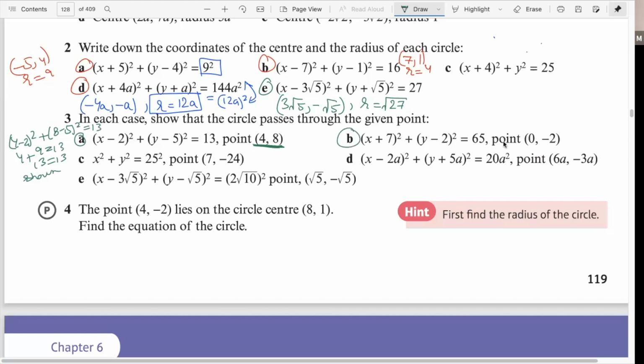Let's try this B part where x is 0 and y is minus 2. So when x is 0, you get (0 plus 7) whole squared. Y is negative 2, so (negative 2 plus 2 negative 2) whole squared equals 65. 7 squared is 49 and 4 squared is 16. 16 plus 49 is 65, which is equal to 65.